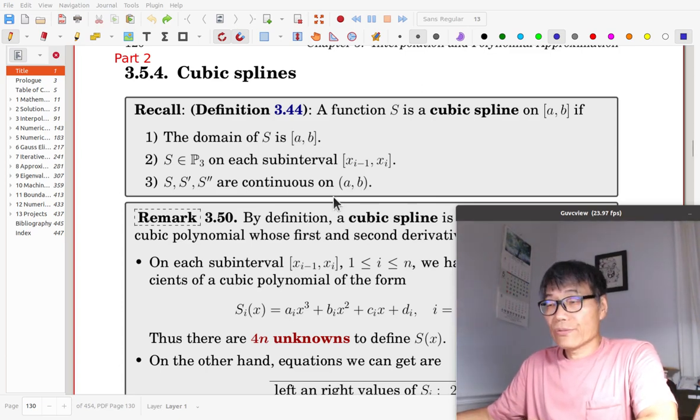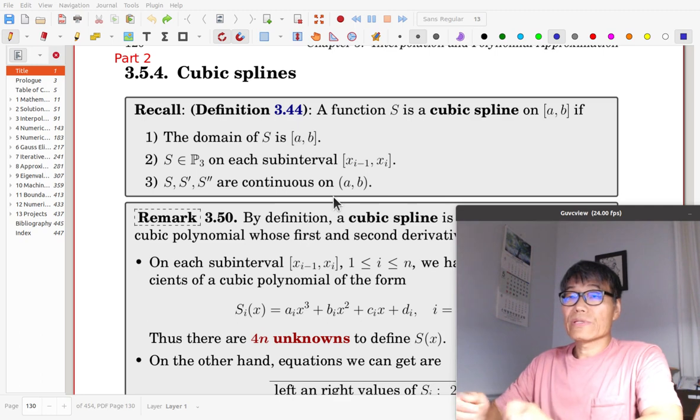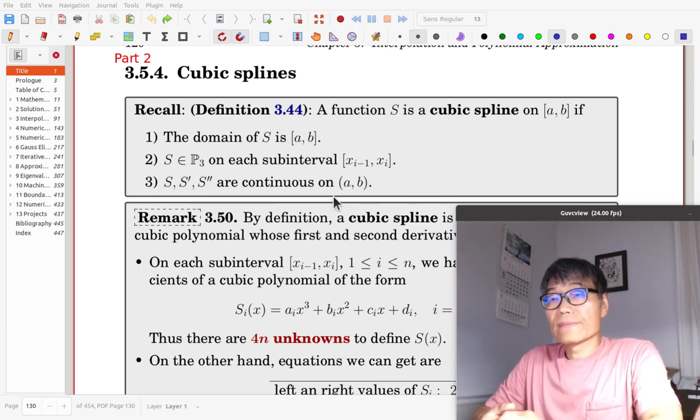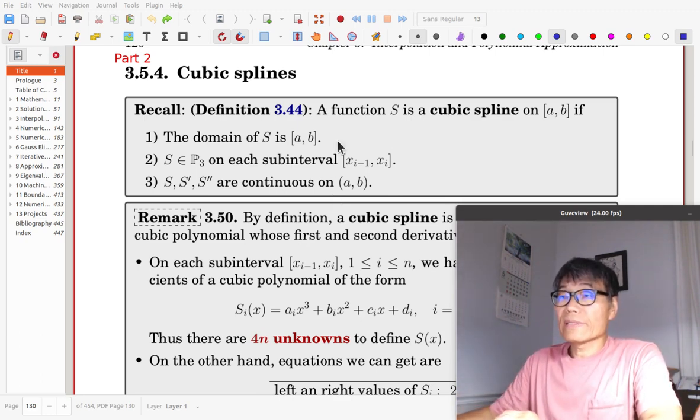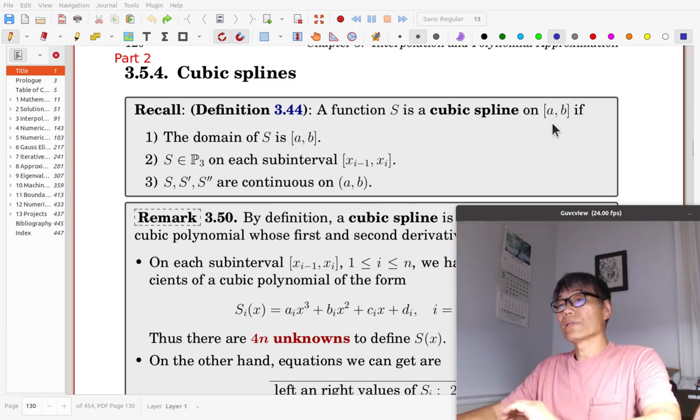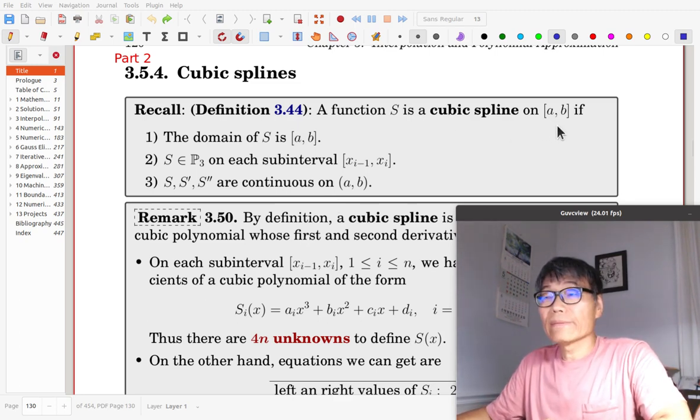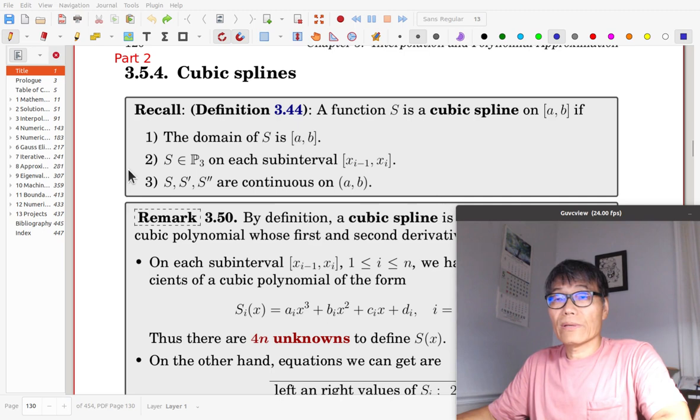It is part 2 of section 3.5, cubic splines. We first recall the definition of cubic splines. Function S is a cubic spline on the interval a to b if these three conditions are satisfied.